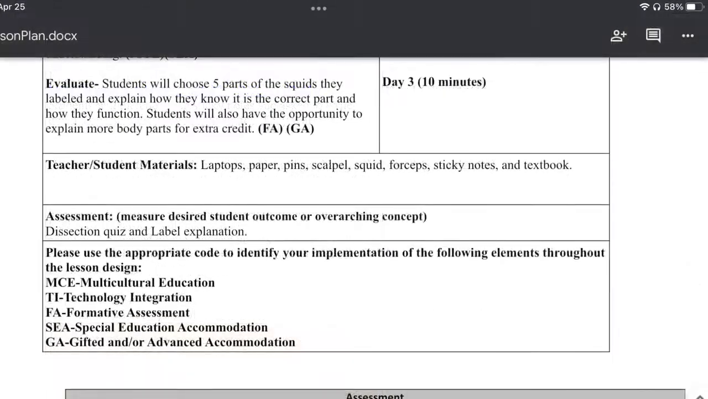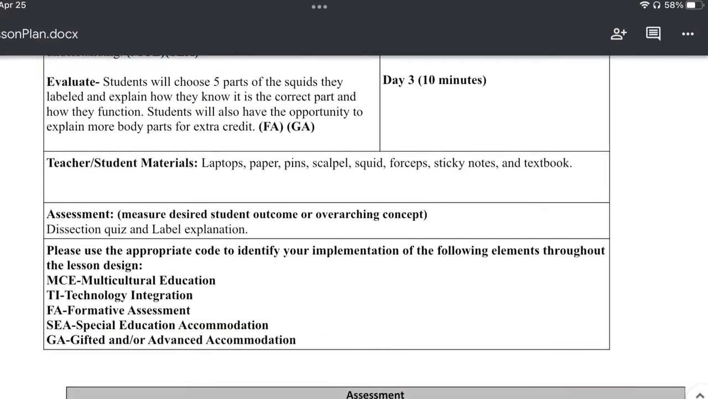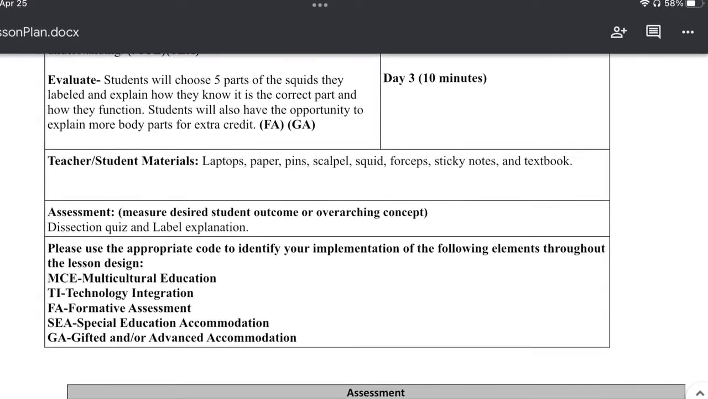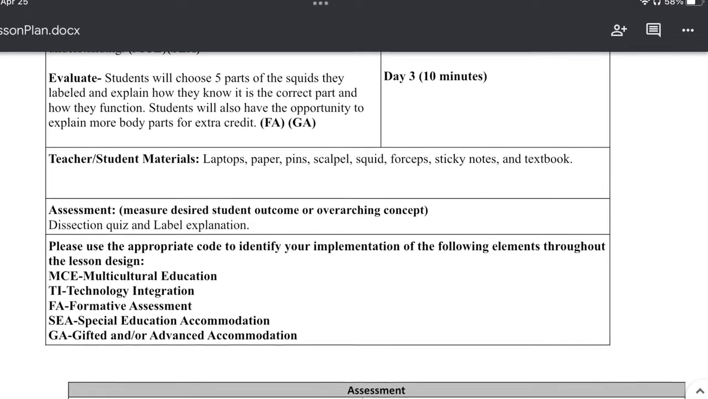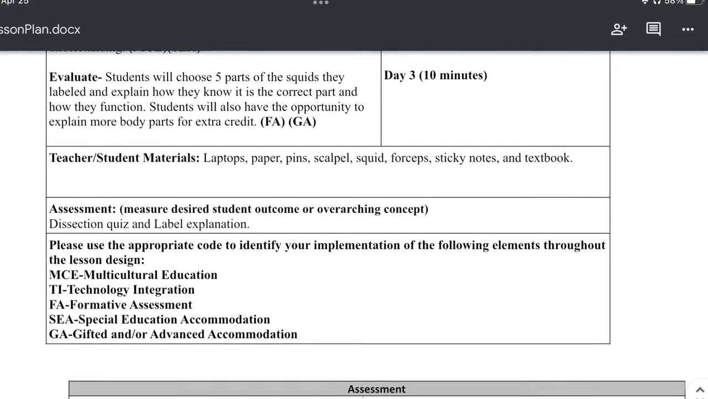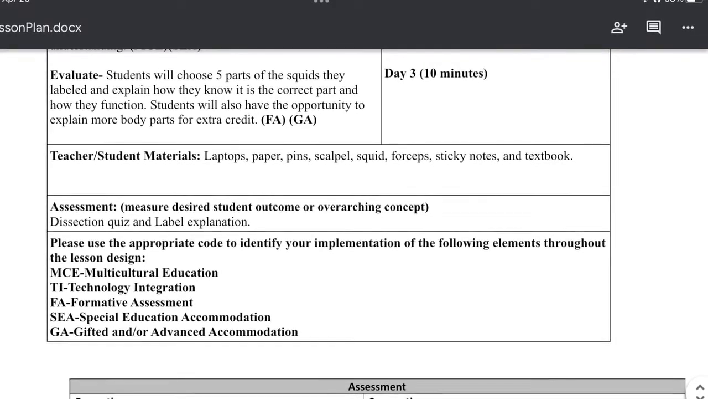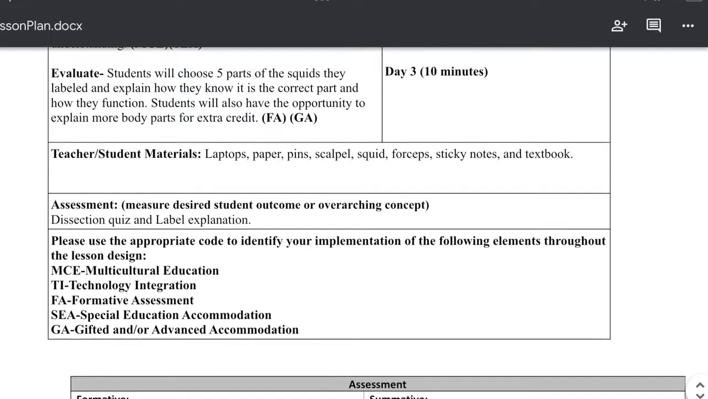And then for the explain section, students will first take a squid dissection quiz where they'll have to label about 10 body parts of the squid's anatomy, and extra time will be given to those who need it, and they'll also have the option to verbally demonstrate the knowledge of at least 10 body parts of the squid.